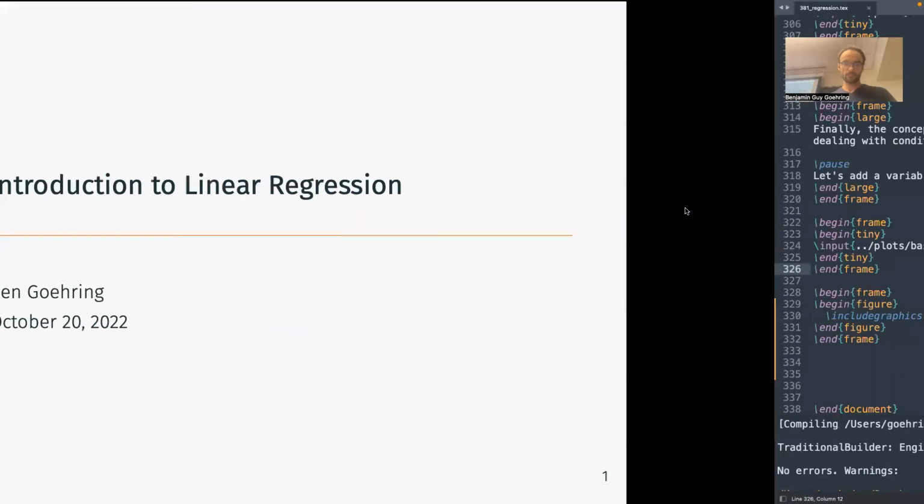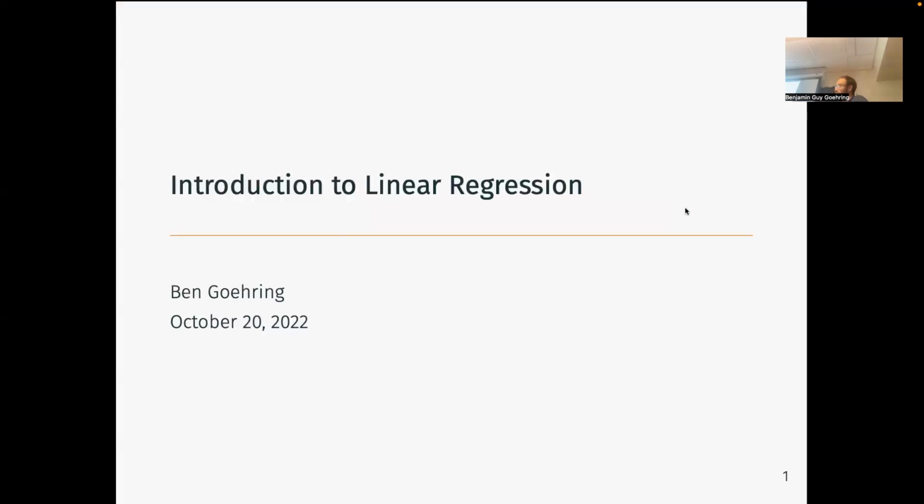Okay, cool. So the game plan today is we're going to talk about linear regression. As we'll see, linear regression is a way of characterizing a relationship between two variables with a line. Linear just means it's a line.